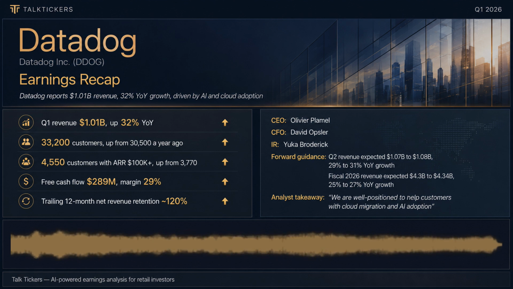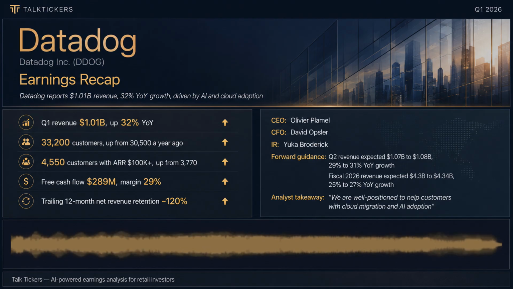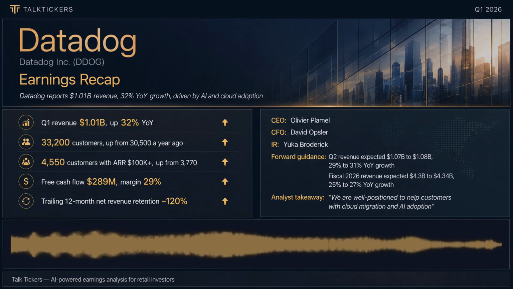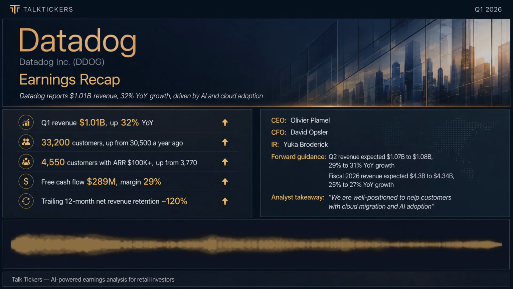I want to break down the game theory of this statement. Why would a sitting CFO get on a public earnings call with billions of dollars of market capitalization on the line and explicitly broadcast to Wall Street, hey, we have this one massive customer and we are deliberately assuming in our financial models that they're going to spend significantly less money with us next quarter than our internal telemetry suggests they actually will?